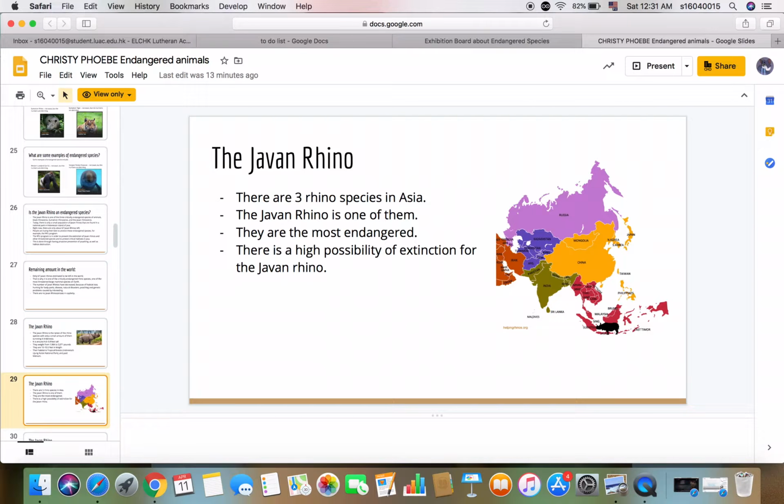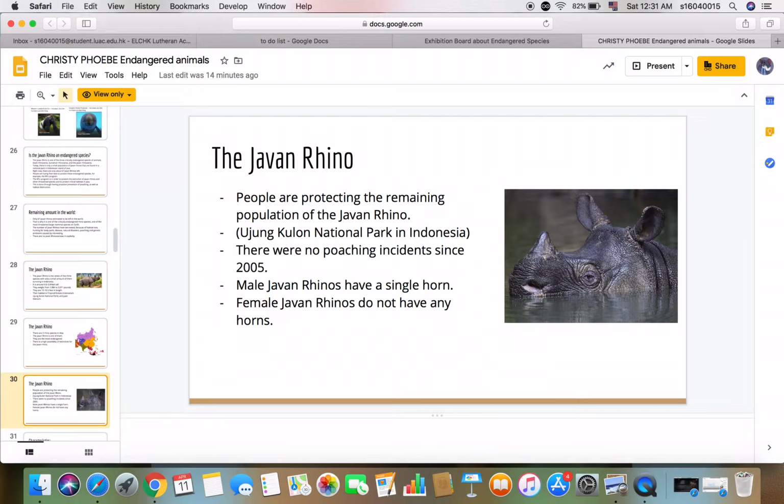So there are only 3 rhino species in Asia, and the Javan rhino is one of them, and they are the most endangered, and there is a high possibility of extinction for the Javan rhino. People are protecting the remaining population of the Javan rhino within the national park in Indonesia, and there have been no poaching incidents since 2005.